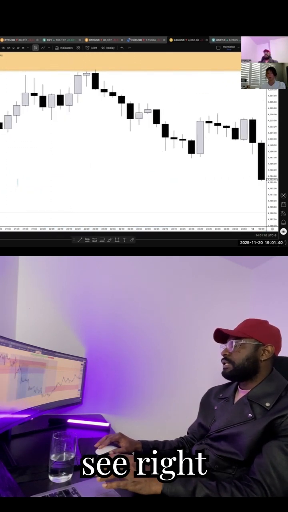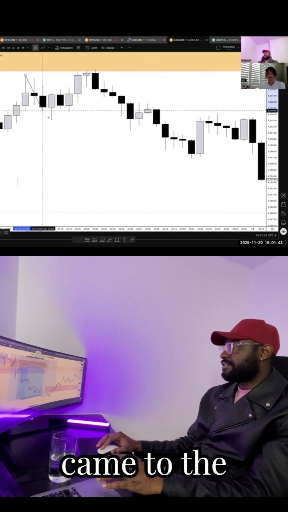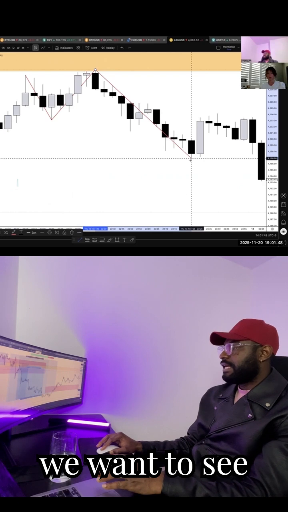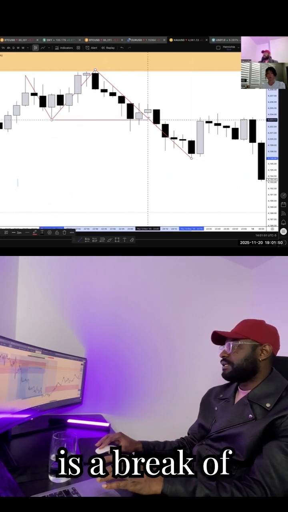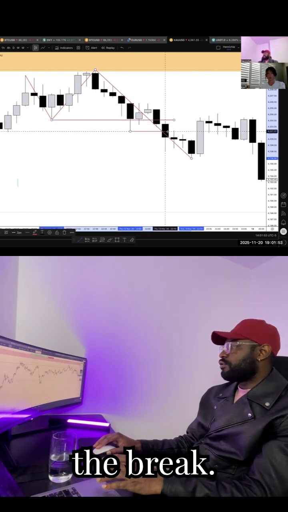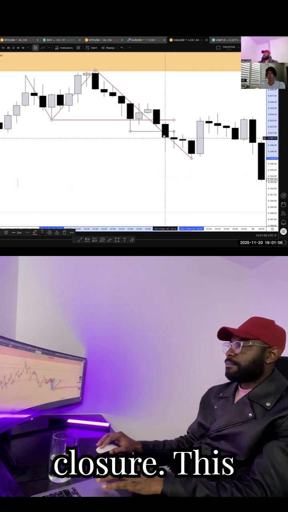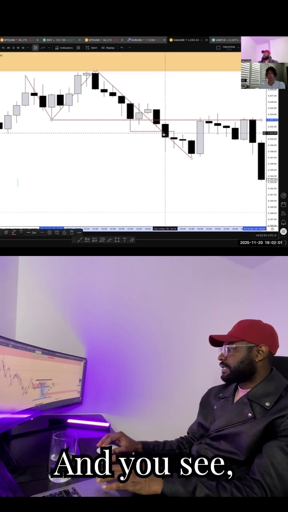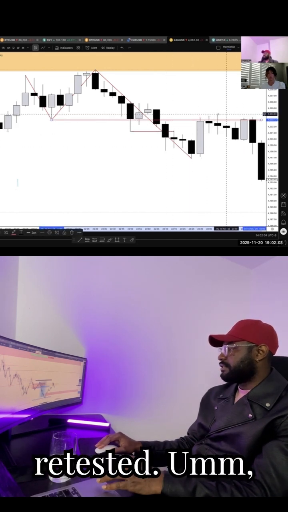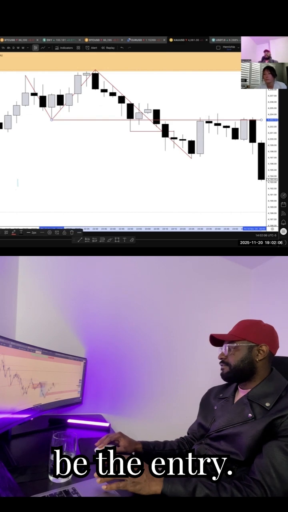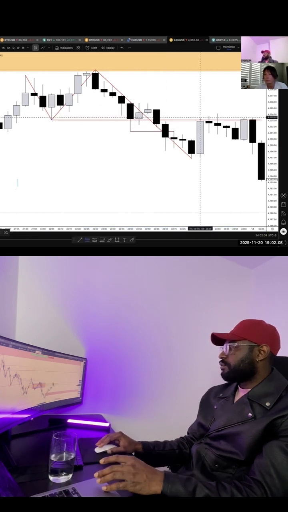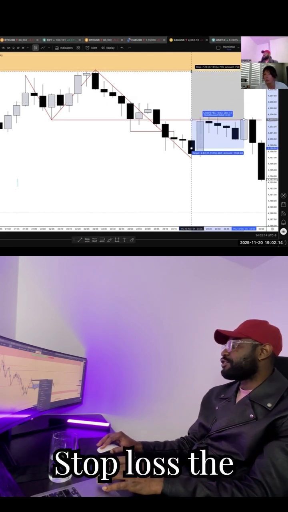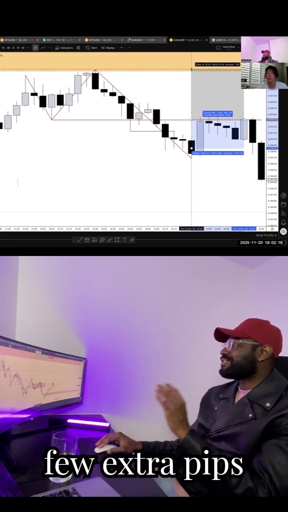And you can see right here, price came to the downside, created a low, tapped the imbalance, and dropped to the downside. All we want to see is a break of structure. And right here is the break, the candle closure. This is the entry. Can you see after it closed, it retested? And that would be the entry. Stop loss goes at the high, with a few extra pips above.